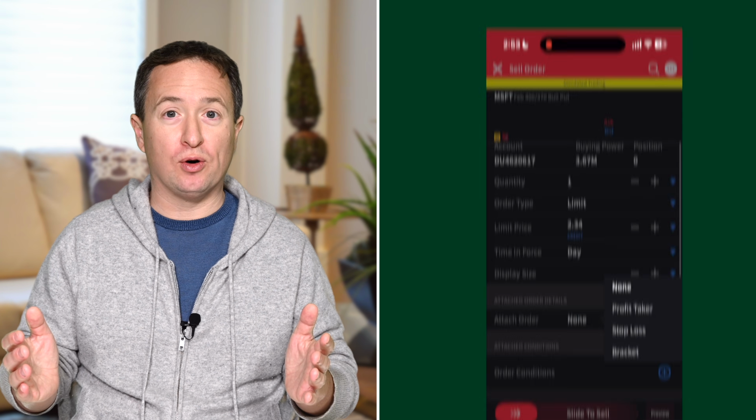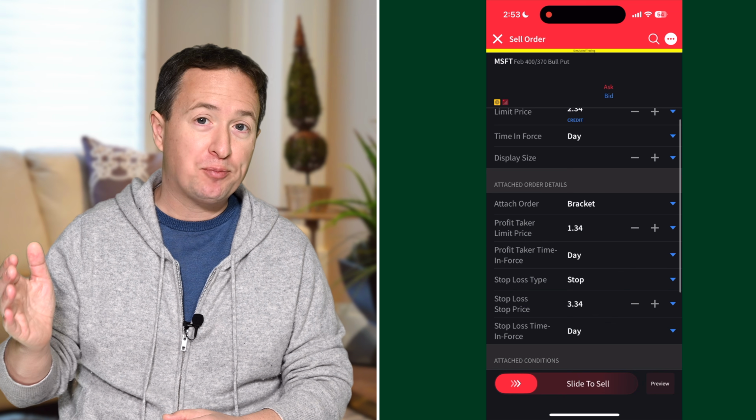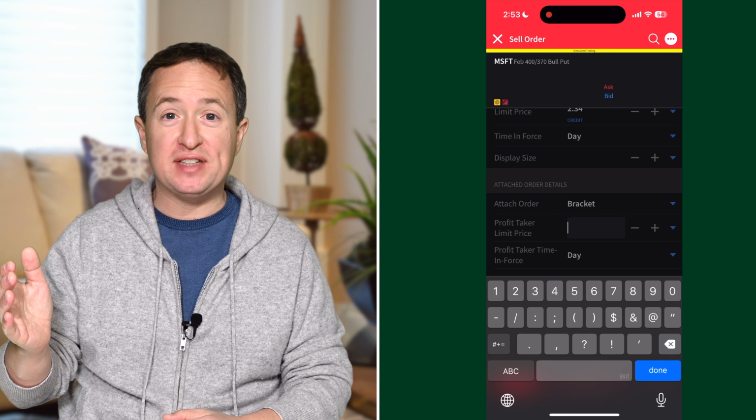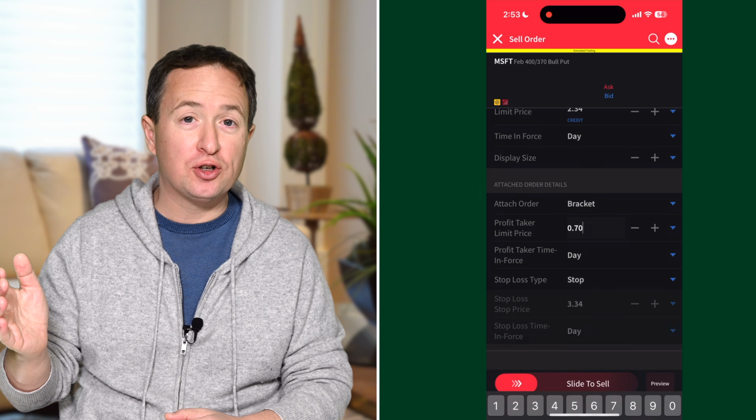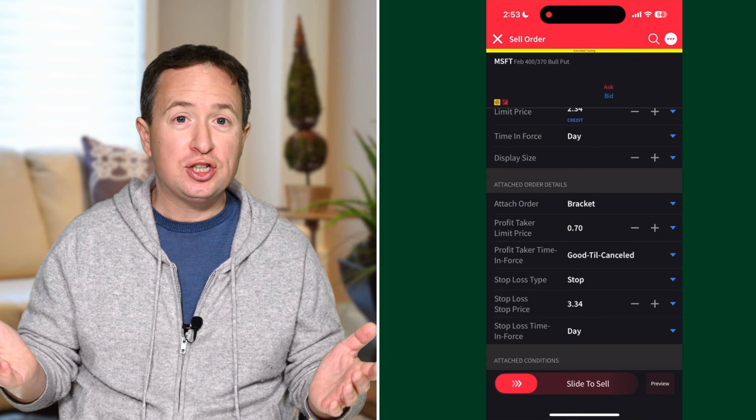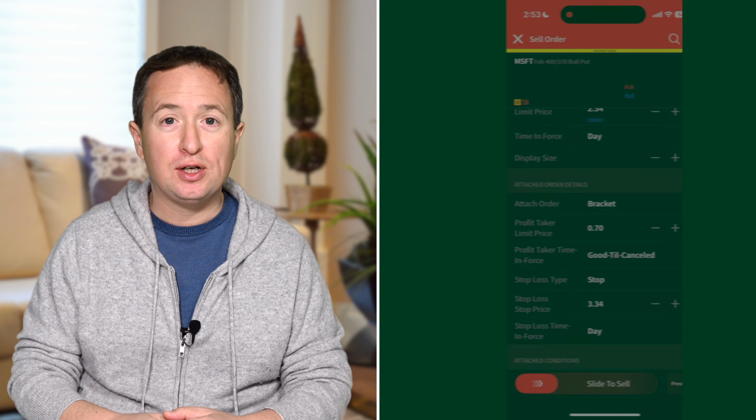So in this case, if your broker allows it, you can create what's called a bracket order and set the take profit point at a premium of 70 cents or $70 per contract. And in case you're wondering how the math works, well, you collected $234 on the trade and then you close it for $70, and that leaves you with $164. So that's just over 70% of the max.